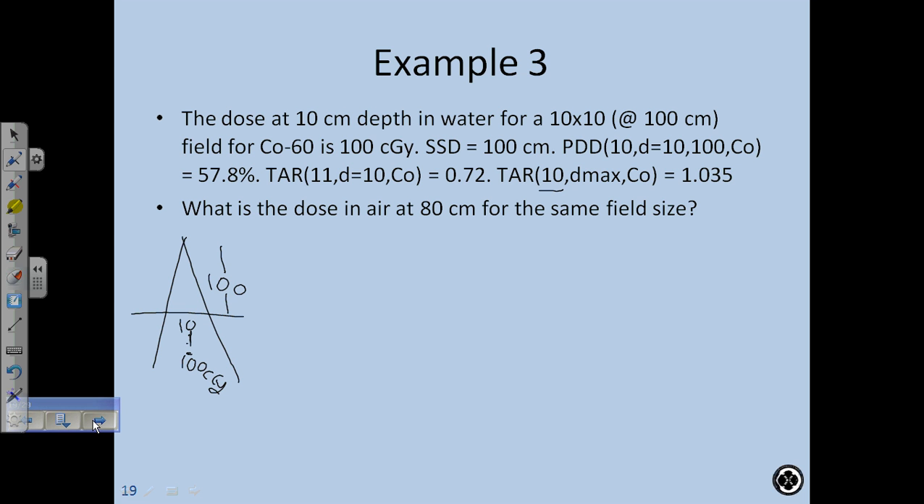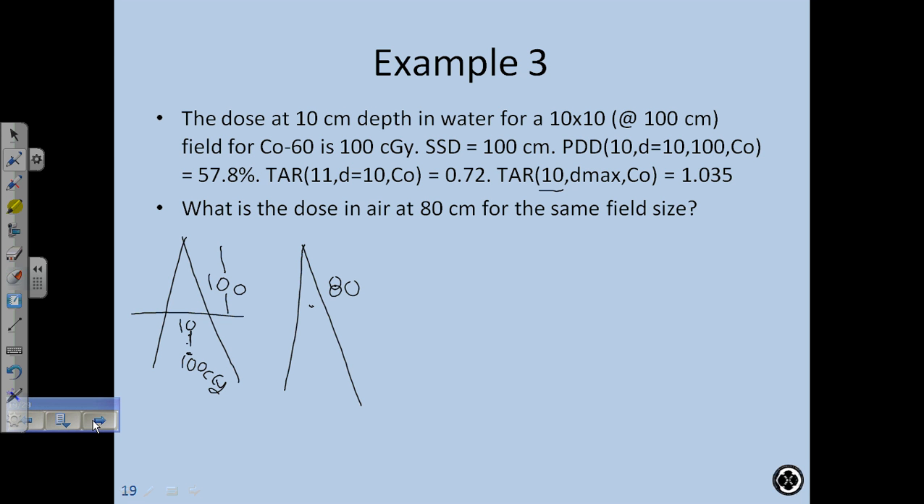And this is what we want to know. We want to know what the dose in air is at 80 centimeters for the same field size. So we're not changing the collimator setting. We might have to do this in a couple of steps, because there's two differences here. The distance from the point of interest, where we know the dose, is 110, and this is 80. And the other difference is one is in water and one is in air. So we're going to have to do 2 steps.